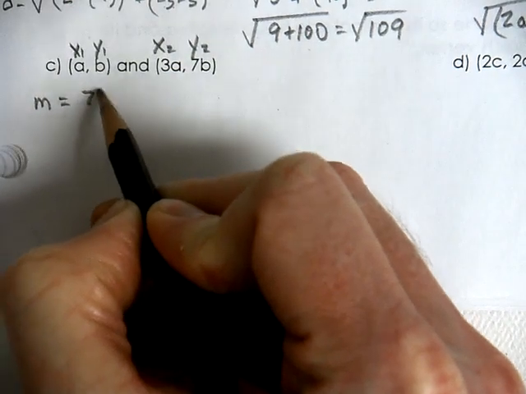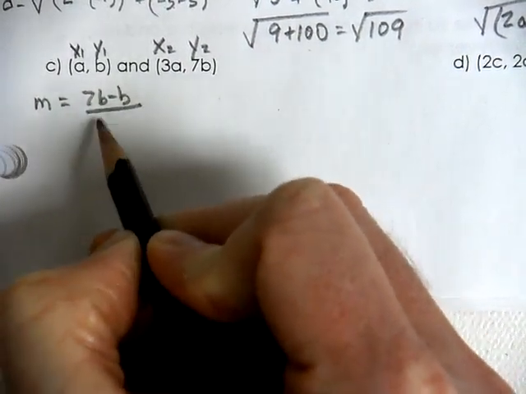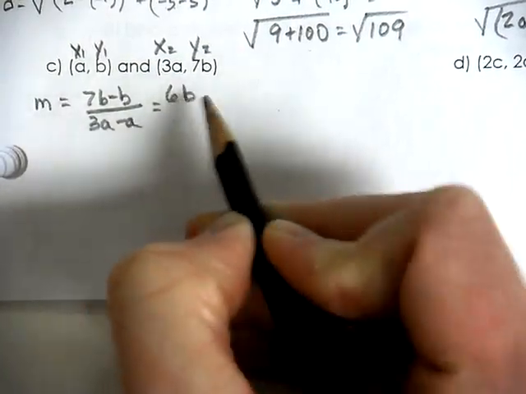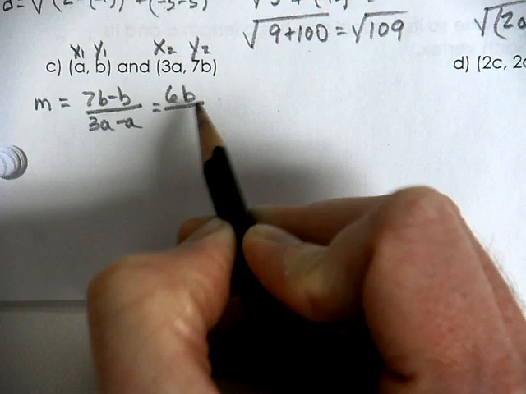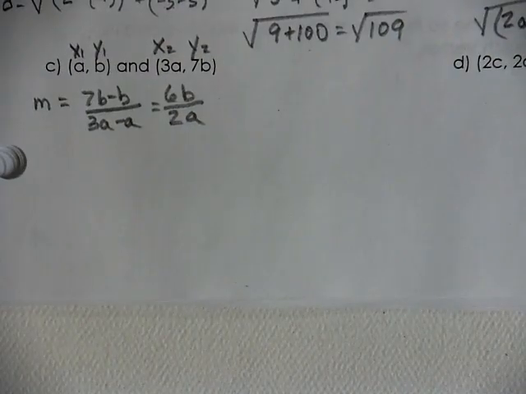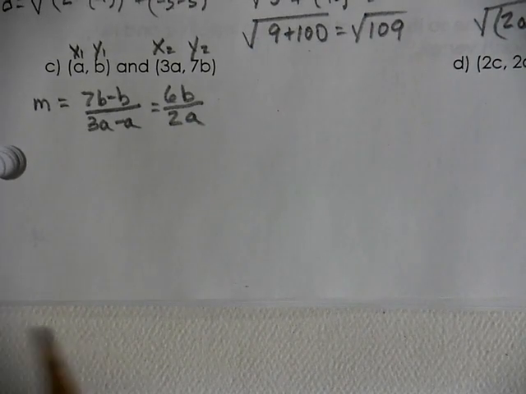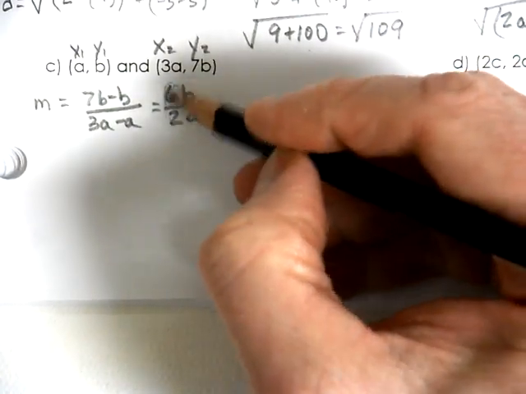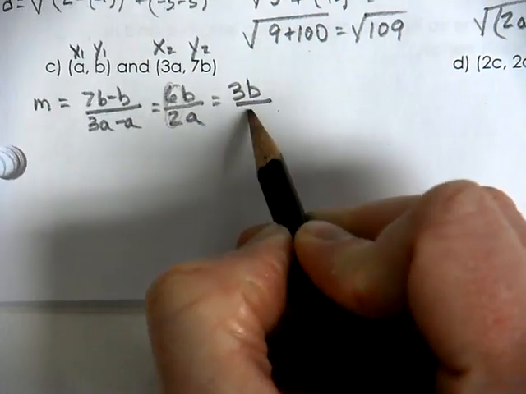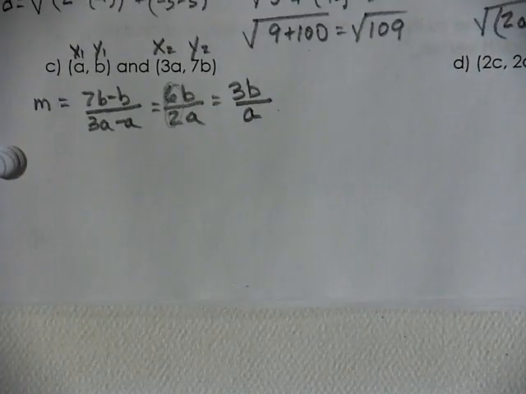Our slope, remember, is 7b minus b over 3a minus a. That is 6b, 6 bananas, over 2 apples. Now, what makes this a little bit different, the 2 is not connected with the a. We can actually reduce the numbers, so we can call this 3 bananas over an apple. 3b over 1a. 3b over a.